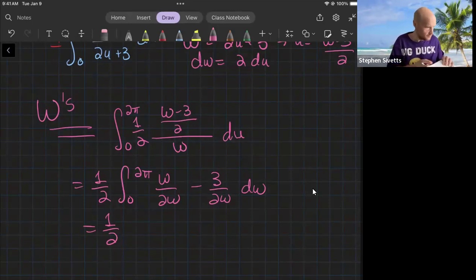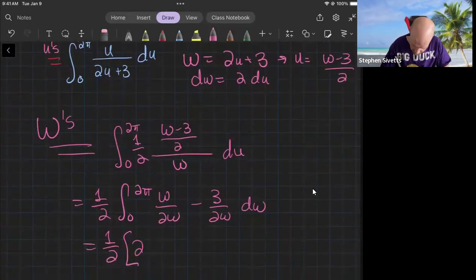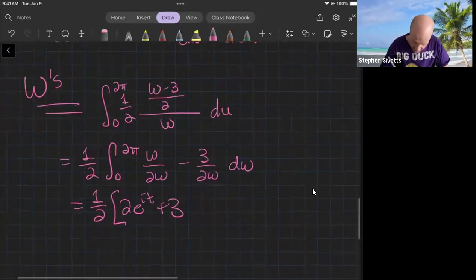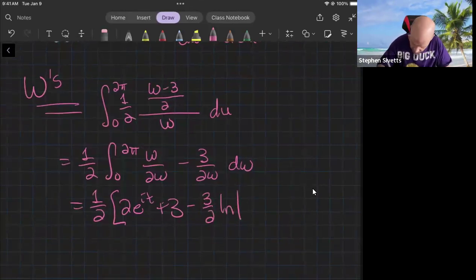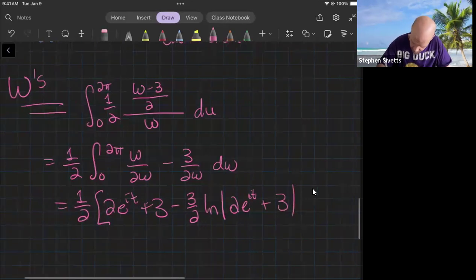And so this equals 1/2 times, so that will be 1/2 w, which is 2u plus 3, but that would be 2 times e to the it plus 3, if we substitute everything back in, minus 3/2 times the natural log of the absolute value of 2 times e to the it plus 3. And this is where t is 0 up to t equals 2 pi, right?